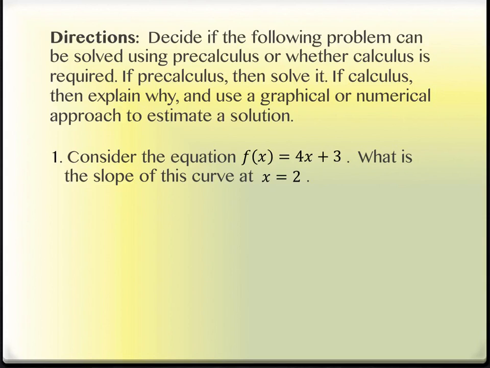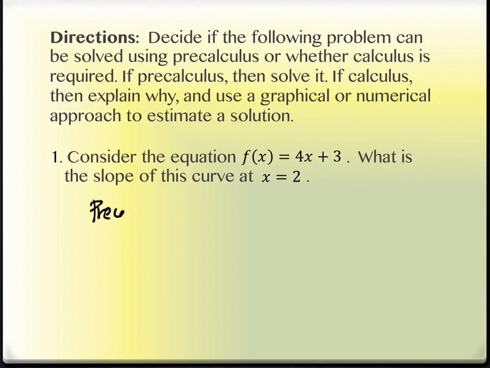A line. A line is very rigid. You know how to find the slope of a line. In fact, there's no calculation necessary here at all. The fact that they told you that the point is at x = 2 is completely irrelevant. Are you with me? What's the slope of this line? 4. Why? Yeah, it's in slope-intercept form. You can see it, right? So this is definitely pre-calc.